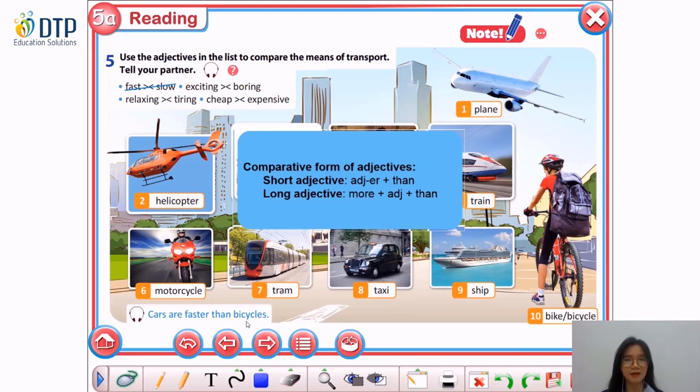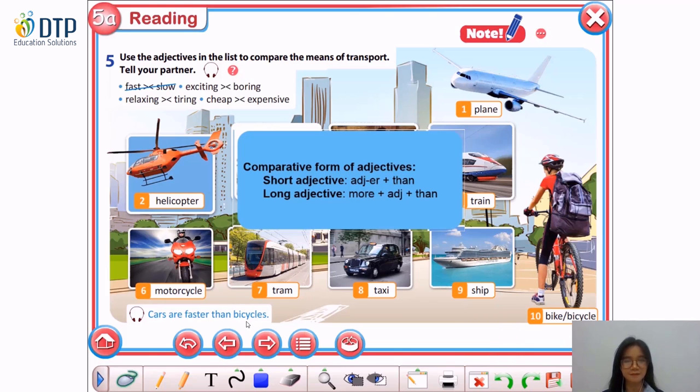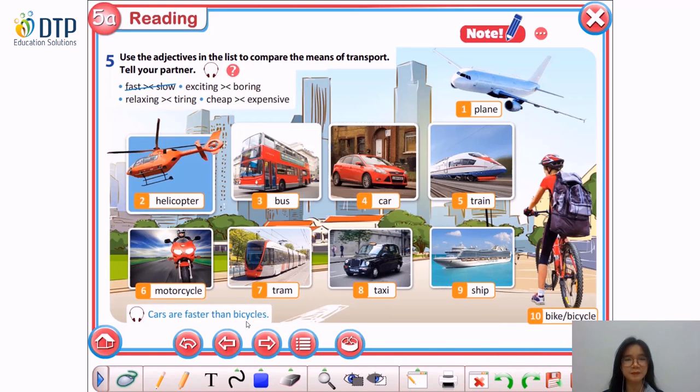For this exercise, I will give you 2 minutes to make the comparisons. You should use at least 4 adjectives. You can pause the video here to start doing this exercise. Time's up. Could you tell everyone how you compare the means of transport we have learned? What else? Very good. Your ideas are so creative. Now, let's see how they compare these means of transport.